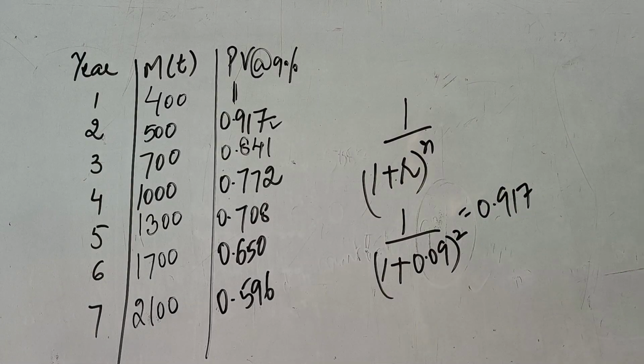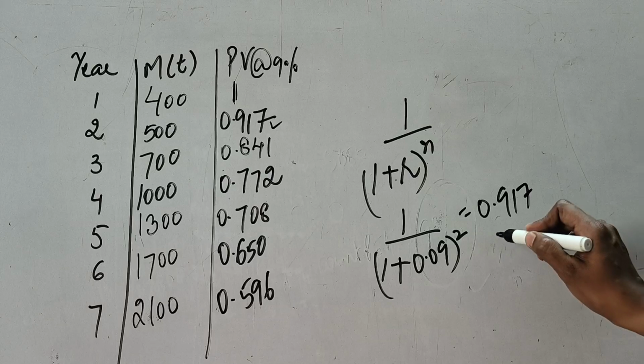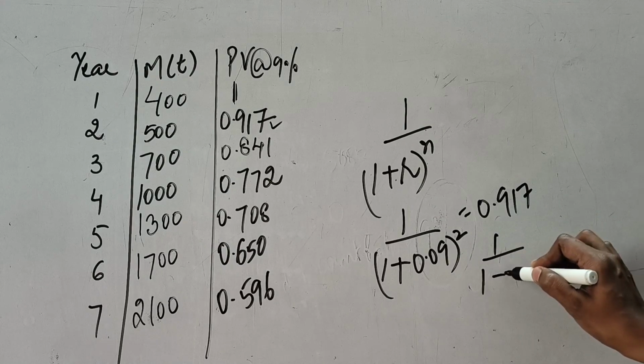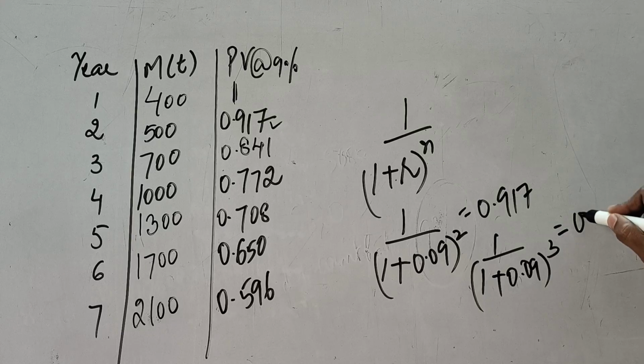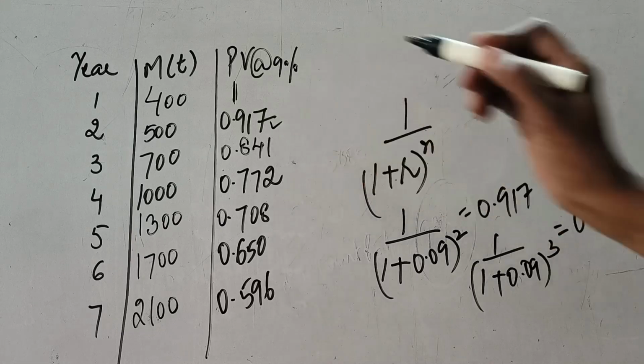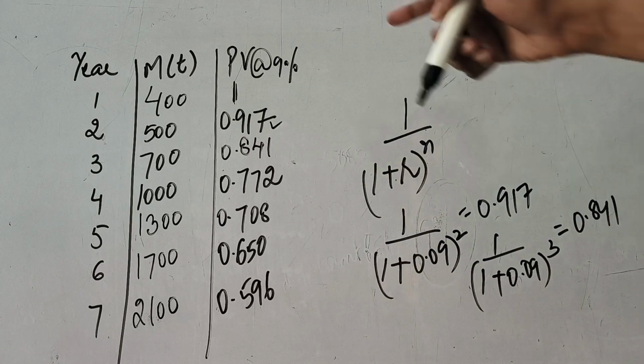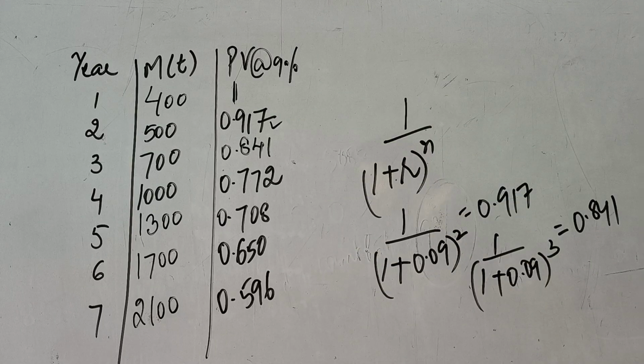Otherwise you can take it from the tables. If I want to calculate for the third year, I will be doing 1 divided by (1 plus 0.09) whole power 3, so I will be getting 0.841, this value. So like this we have to just write down the PV values.